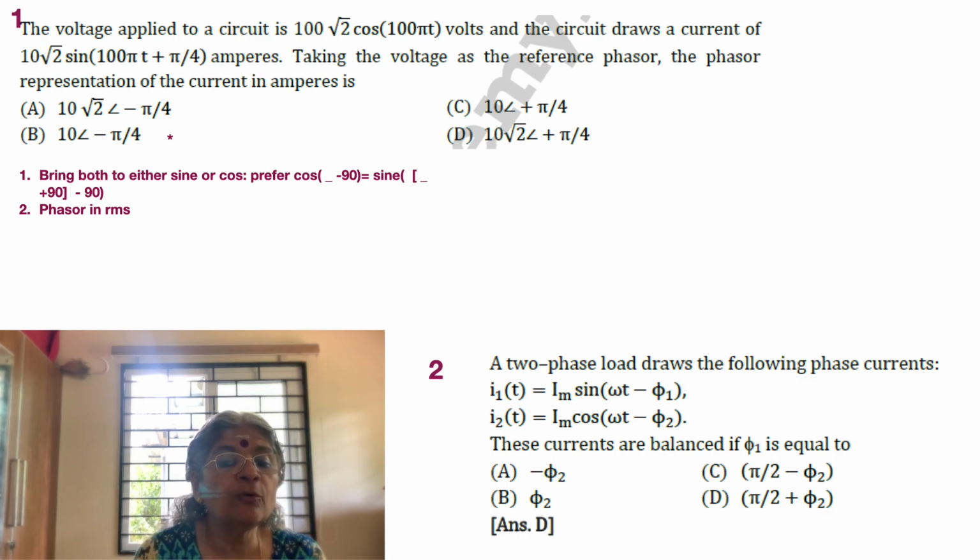Taking the voltage as reference phasor, the phasor representation of the current in amperes is as follows. Since phasor representation is asked, 10 root 2 becomes 10, because it has the RMS value, and the angle, since sine has been converted into cosine, is pi by 4 minus pi by 2, or minus pi by 4. So answer B is correct.